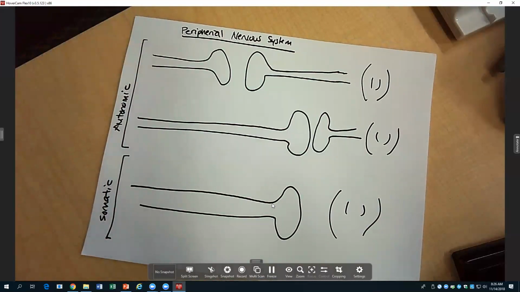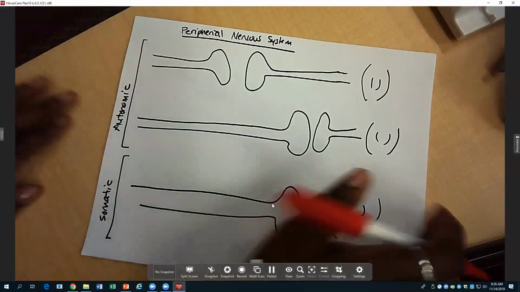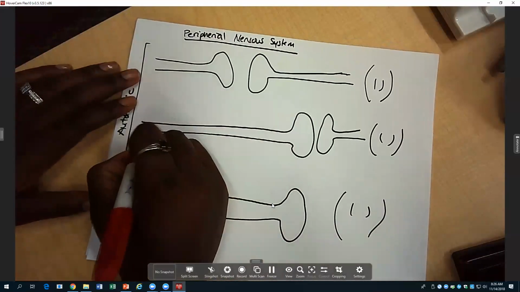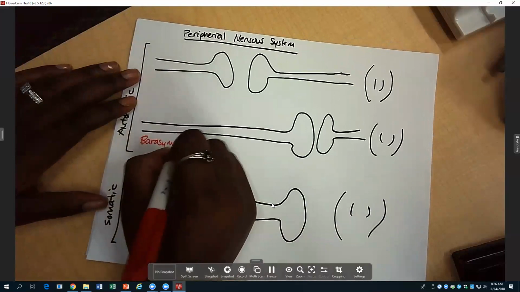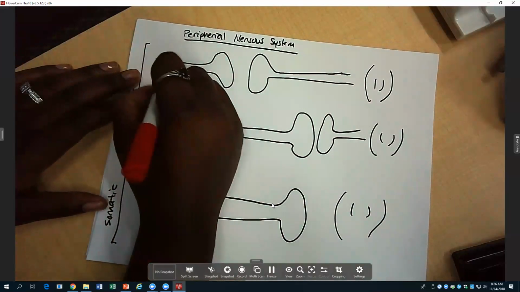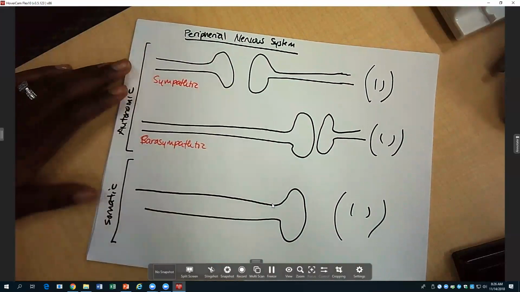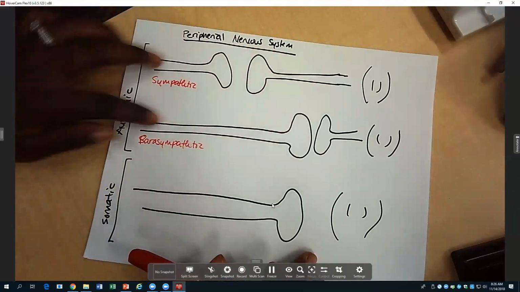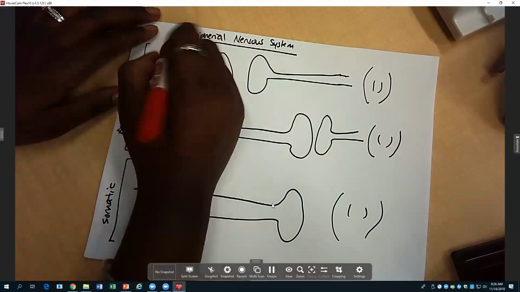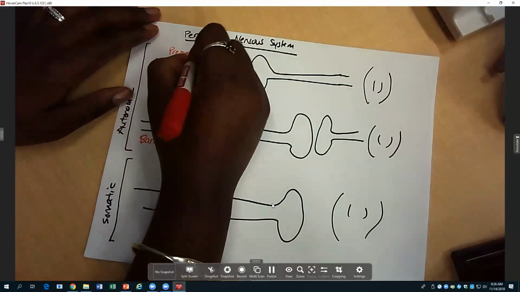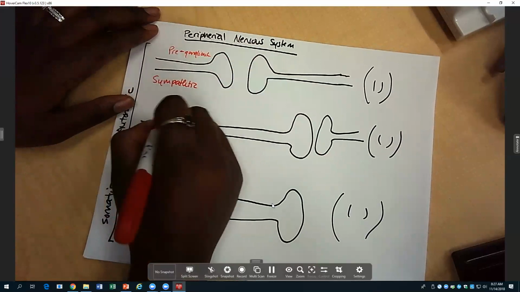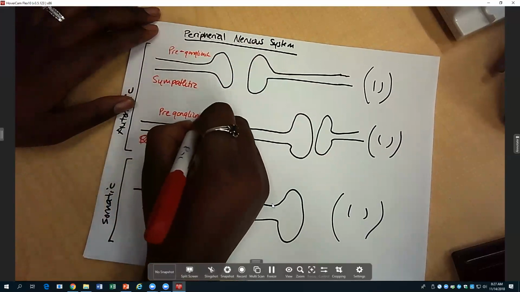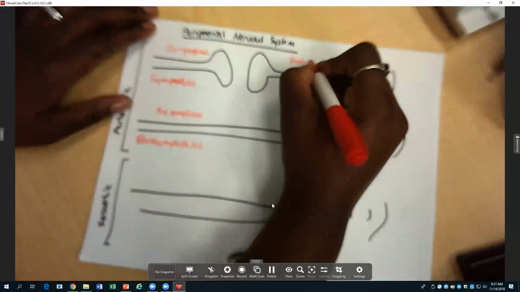Now, what were the subdivisions of the autonomic nervous system? What were the two divisions of the autonomic nervous system? Parasympathetic and sympathetic. And we said that in the parasympathetic and sympathetic system, there were two neurons that were connected. There was a preganglionic neuron for both of these, and a postganglionic neuron.